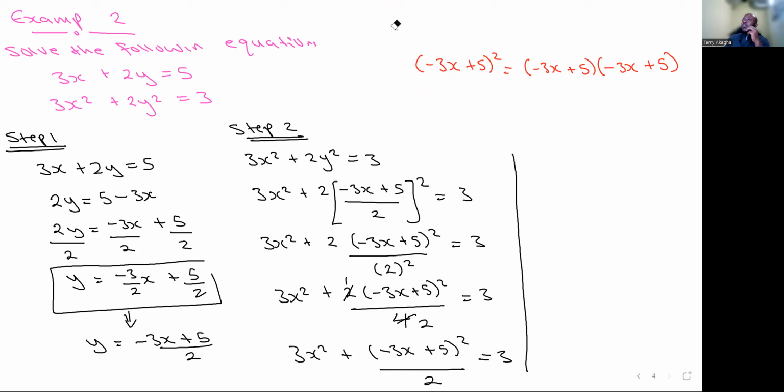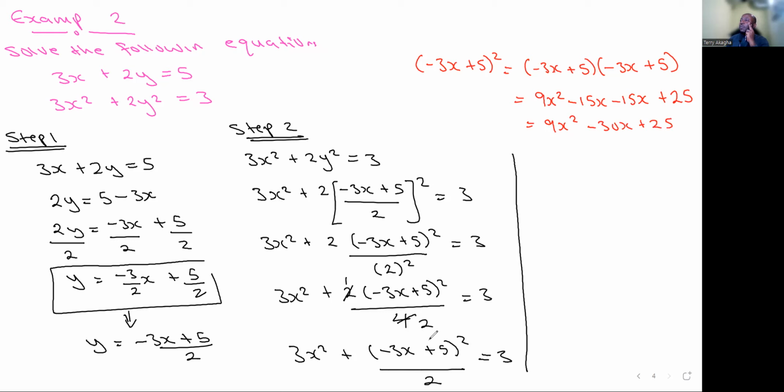So we'll start with the first one. So we have minus 3x times minus 3x. That will give us 9x squared. Are you seeing it? Minus 3 times minus 3 will give you 9x squared. Minus 3 times 5 will give you minus 15x. Then 5 times minus 3x will also give you minus 15x. 5 times 5 will give you what? 25. Okay, so this will be equal to 9x squared minus 30x plus 25.